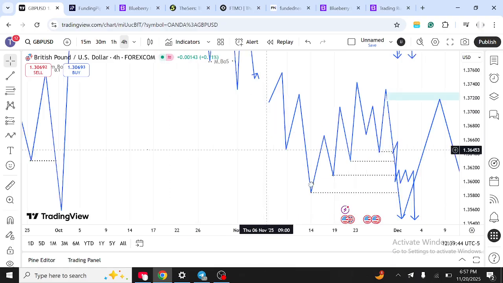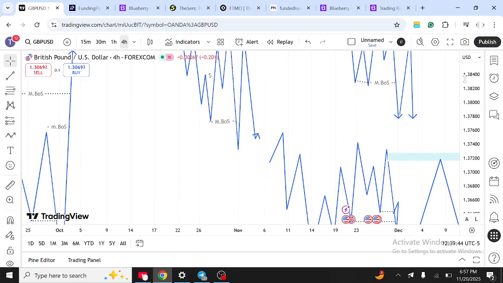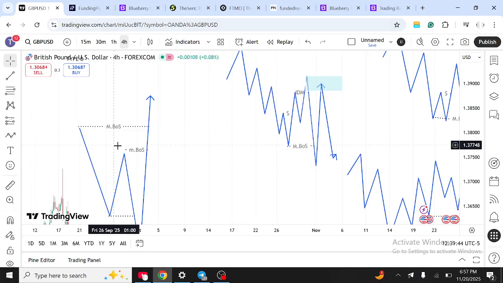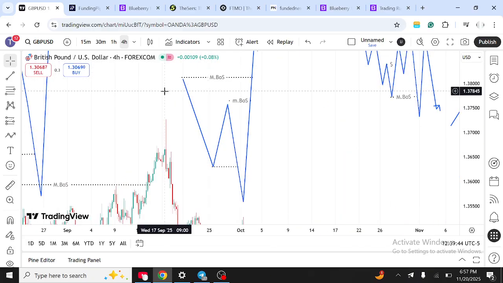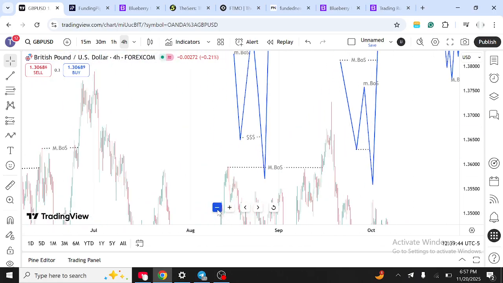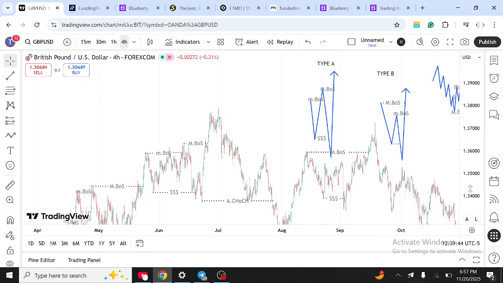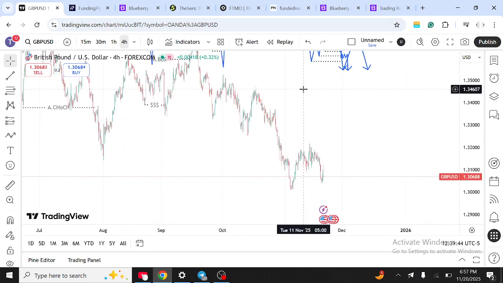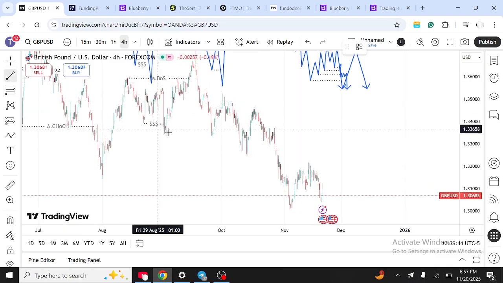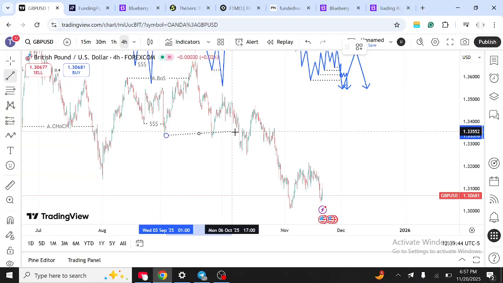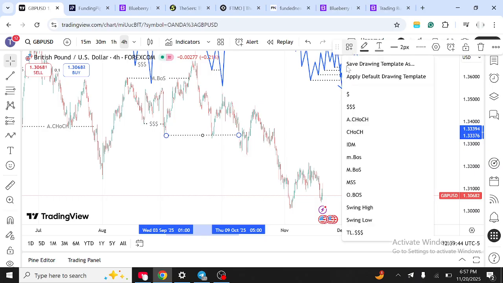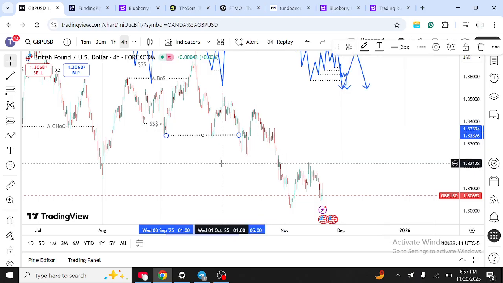All right, so I've shown you three patterns for type B liquidity concept. If I had this, that would be four. So let's check an example now. All right, so this is type B liquidity concept, and like I said, this is what I use to confirm my market shift. So you can see that we have a change of character here. That means market is now to the downside.